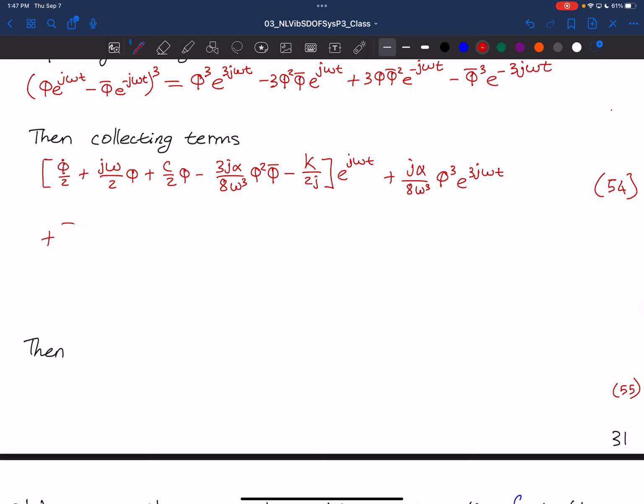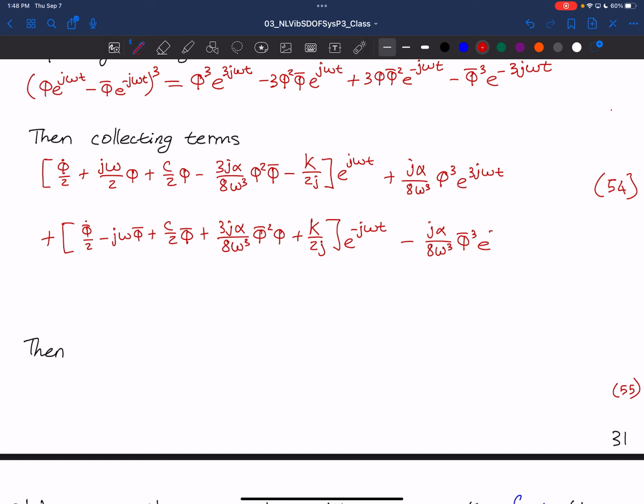plus the quantity phi bar dot over 2 minus j omega phi bar plus c over 2 phi bar plus 3j alpha over 8 omega cubed times phi bar squared times phi plus k over 2j, all of that multiplied by e to the minus j omega t, minus j alpha over 8 omega cubed times phi bar cubed e to the minus 3j omega t, and all of that is equal to 0.